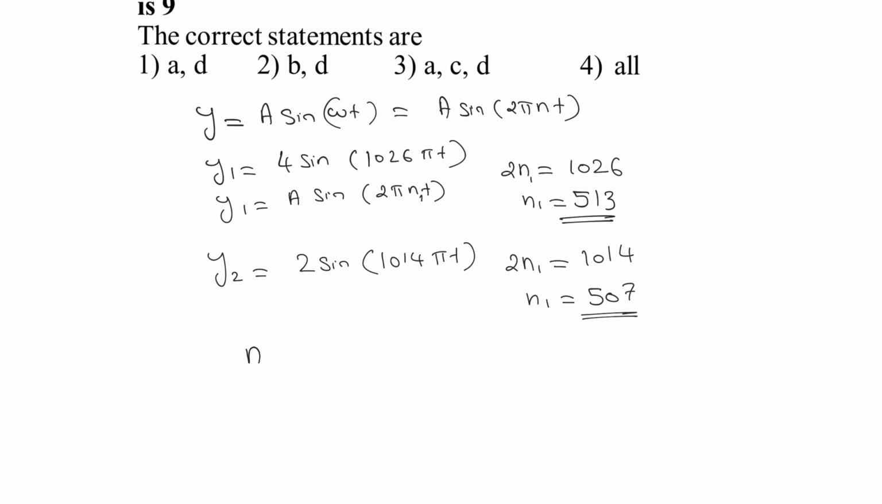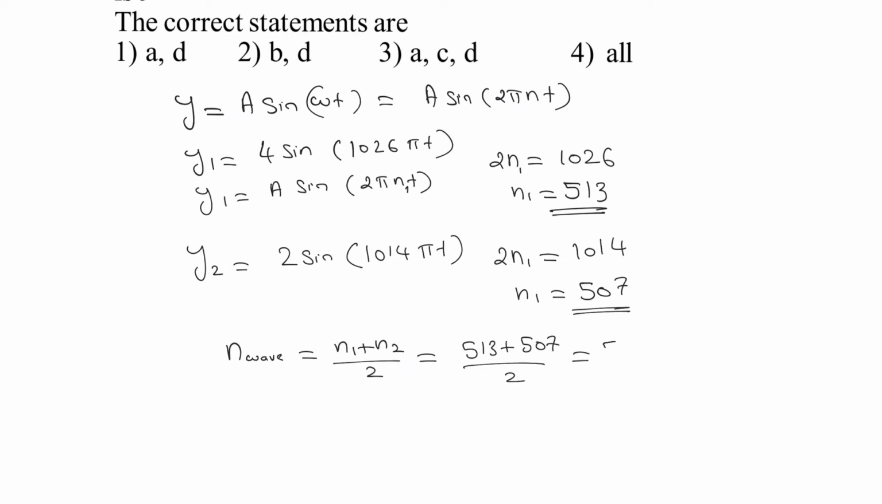So in the first question, our aim is to find out the frequency of the resulting wave. So we know that the frequency of the resultant wave will be equal to n1 plus n2 divided by 2, which is 513 plus 507 divided by 2, which is equal to 510.